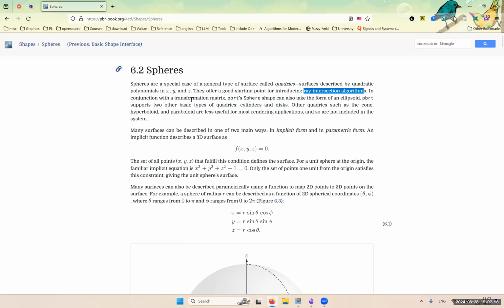In conjunction with such a transformation, the sphere can also take the form of an ellipsoid if we scale it. PBRT also supports cylinders and disks. There are other quadrics such as cones, hyperboloids, and paraboloids, which are less useful, so PBRT does not include them.